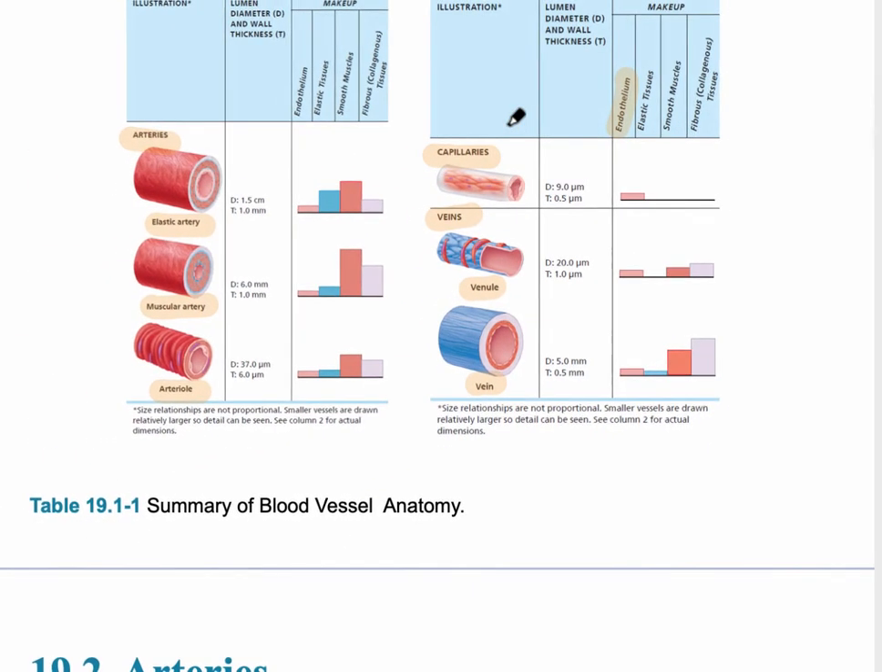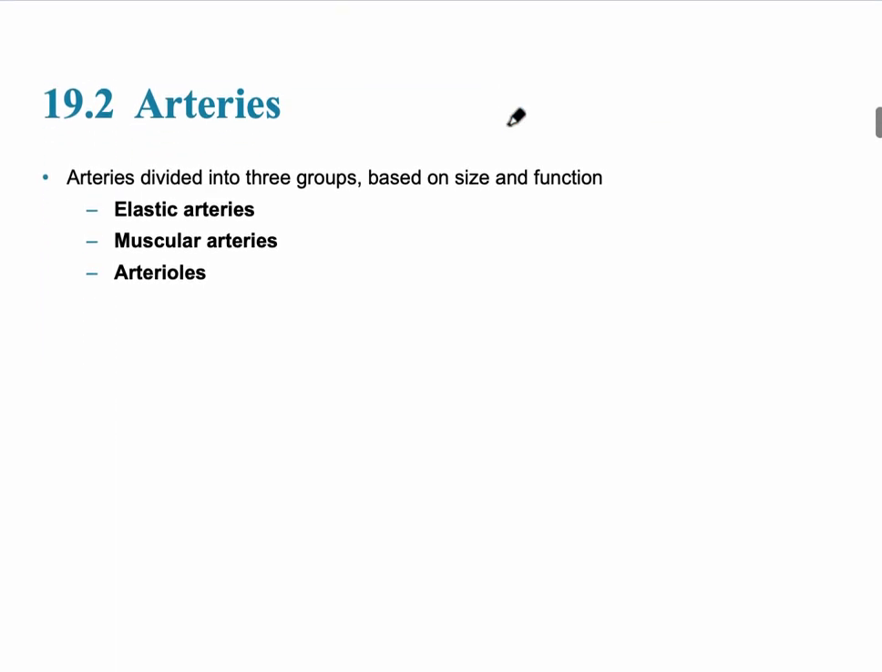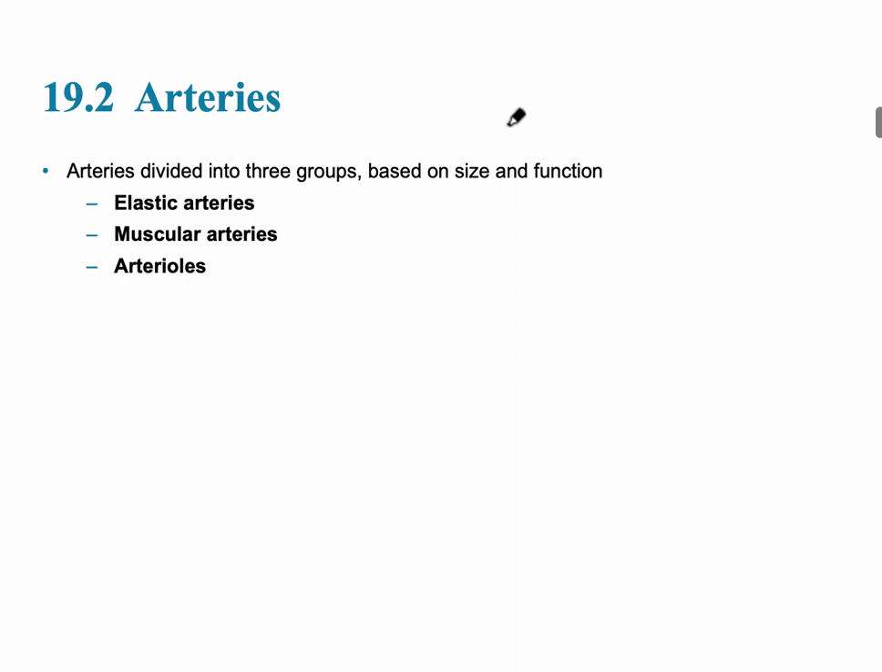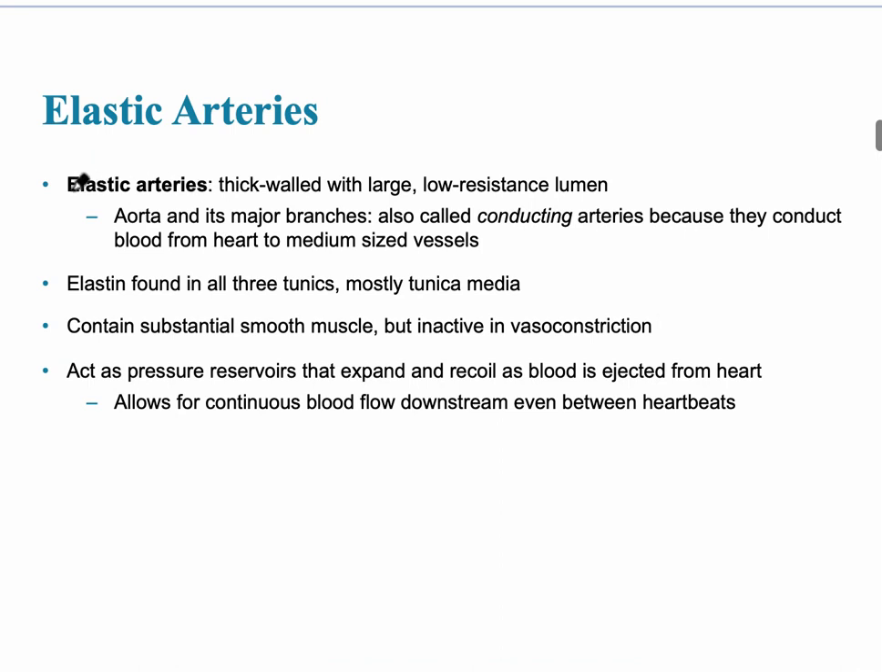So moving on to the arteries now and looking at the three specific ones. So the subcategories, remember, are elastic, muscular, and arterioles. The elastic is the thick-walled artery with large, low-resistance lumens. And the best example of this one would be the aorta. So it's the major branches that come right out of the heart.